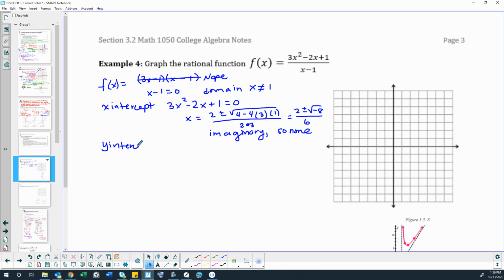Y-intercept. So the y-intercept comes from simply plugging in x equals 0. So we just go 3 times 0 squared, minus 2 times 0, plus 1, over 0 minus 1. Everything with zeros in it goes away. So we have 1 over negative 1, which is negative 1. So that means we have a point at 0, negative 1, because we plugged in 0 for x and we got negative 1 for y. So 0, negative 1. There's our y-intercept.